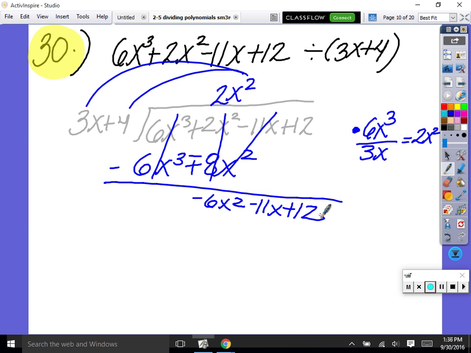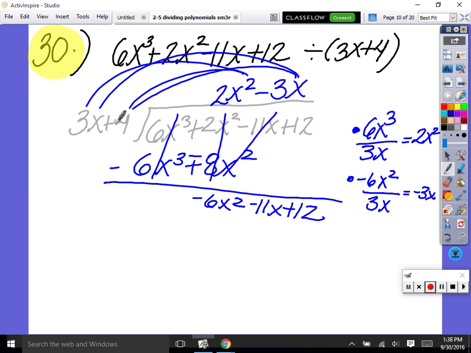And the process starts over. So we have our negative 6x squared divided by 3x, which is negative 3x, correct? Did I make a mistake anywhere? Is everybody that got it right doing good? So I'm going to subtract 3x. Now I multiply it back down. Where's negative 2x? Okay, I felt like something felt weird about that. So this is minus 2x, correct?